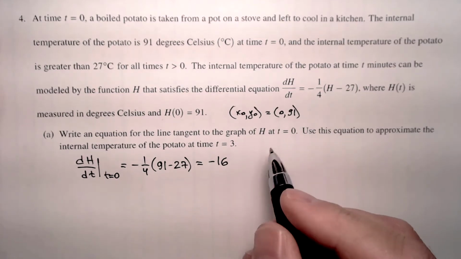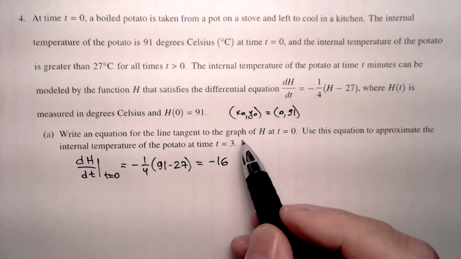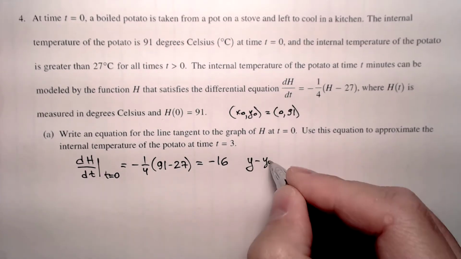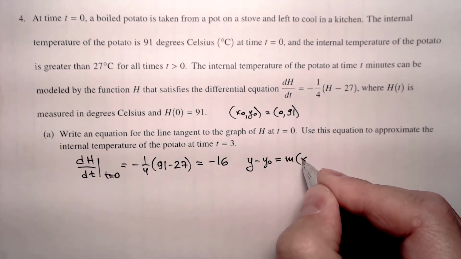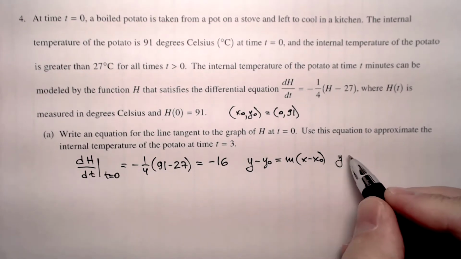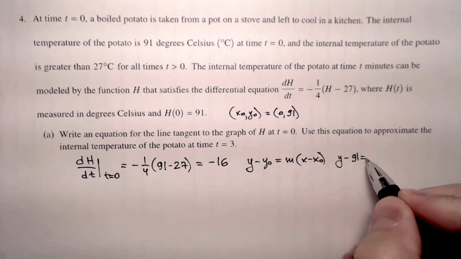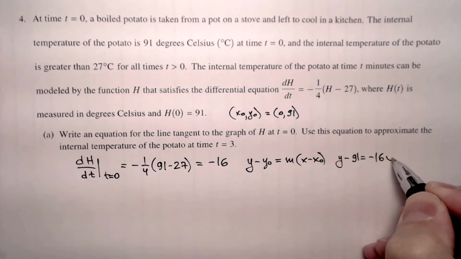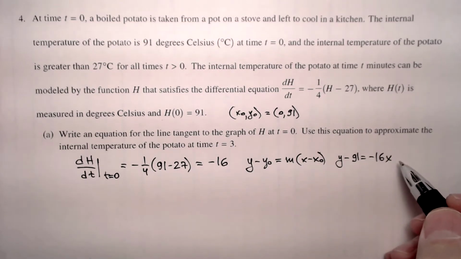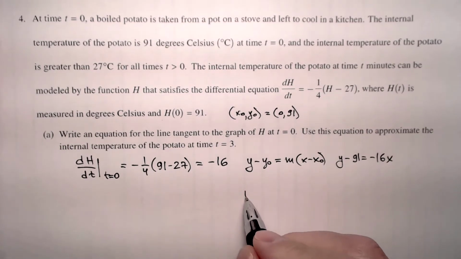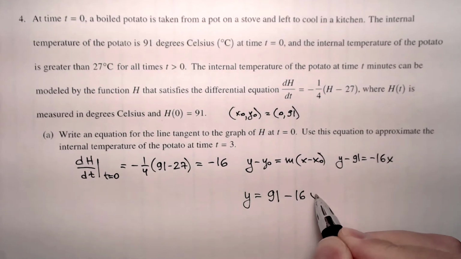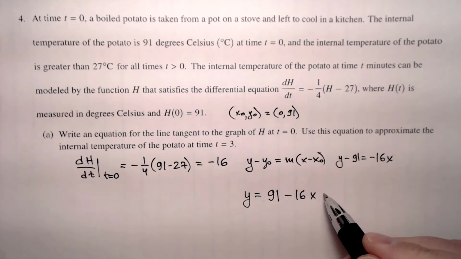So then the equation of this line that has this slope and goes through this point is y minus y0 equals m times (x minus x0). And so plugging in those values, we get that y minus 91 equals negative 16x, because x0 is 0. And so the equation is y equals 91 minus 16x. This is the equation of the tangent line.